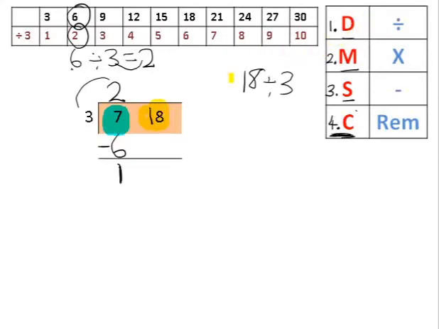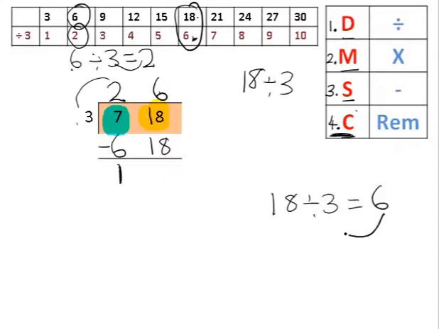18 divided by 3 is equal to 6. That's because 6 times 3 is 18. Remember, if we complete a division sum, 6 times 3 is equal to 18. The inverse of division is multiplication.